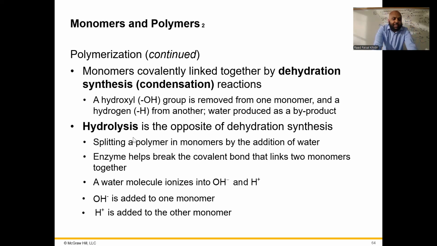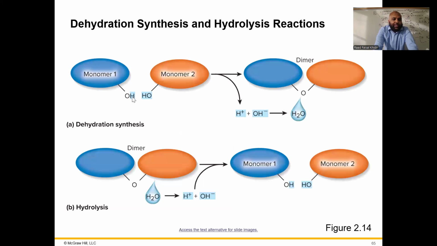So in hydrolysis, we add water to split the monomers. And enzymes help break the covalent bond that links two monomers together. So a water molecule ionizes into OH minus and H plus. And OH minus is added to one monomer and H plus is added to the other monomer. So here we see these are two monomers. So do you get it now? Do you see how we have dehydration and hydrolysis?